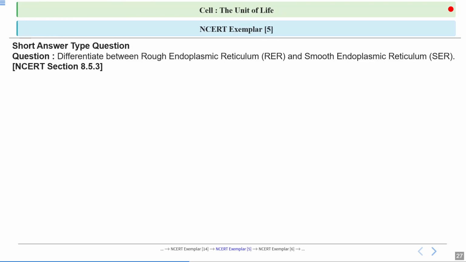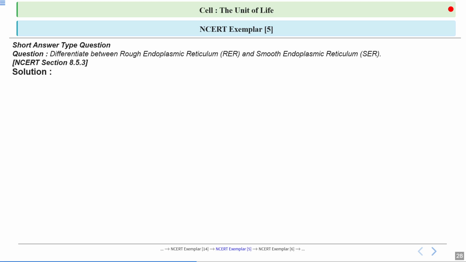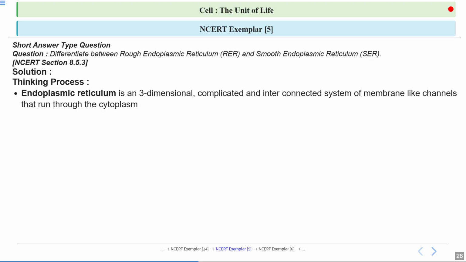Next question. Differentiate between the rough endoplasmic reticulum and the smooth endoplasmic reticulum. So this question is coming from the NCERT section 8.5.3. So there are many differences. First of all, the structure-based differences. So thinking process before giving the answer.